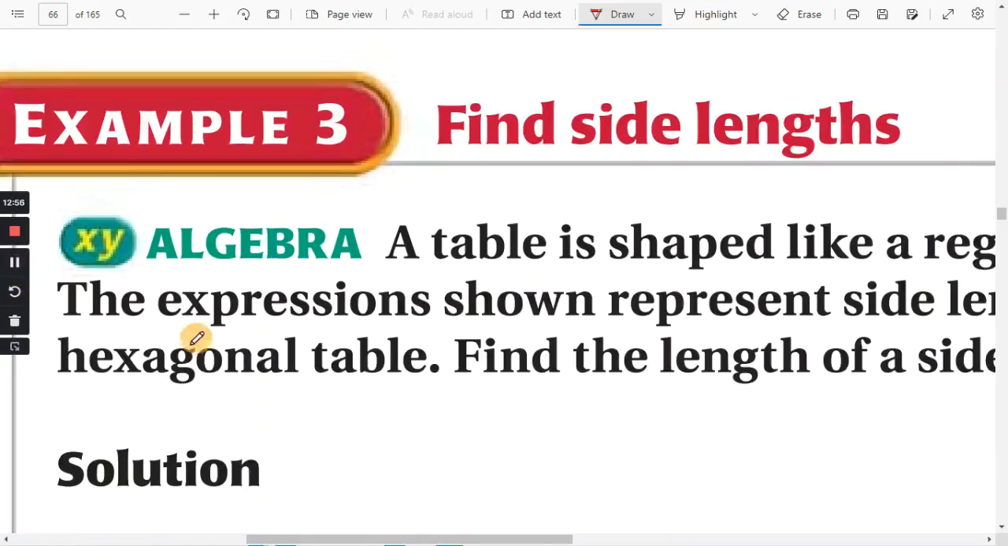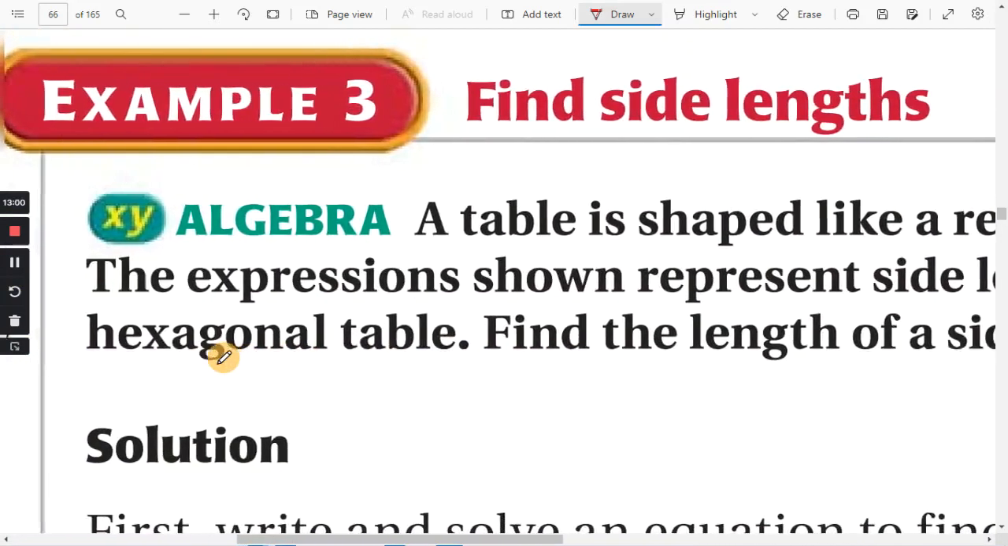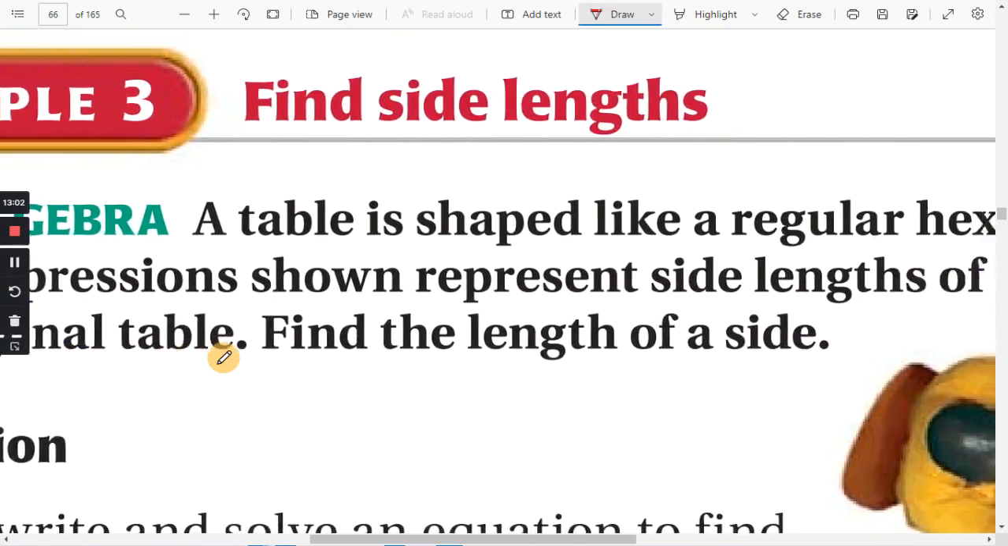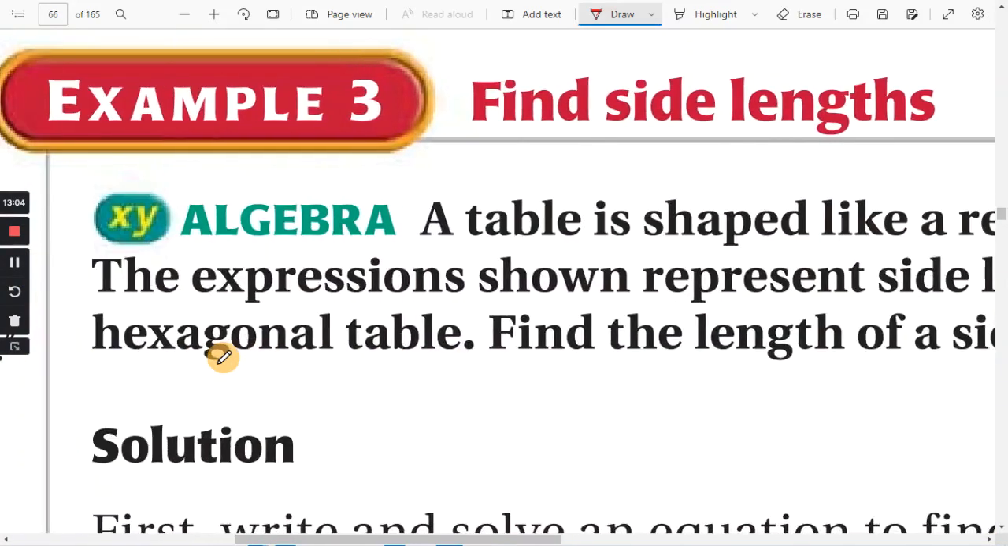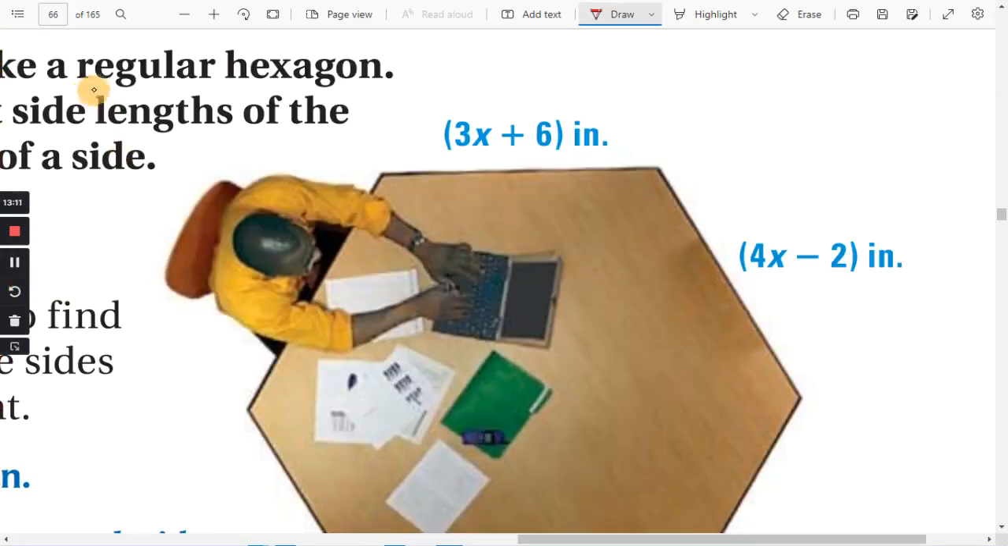All right, let's try example 3. A table is shaped like a regular hexagon. The expression shown represents side lengths of the hexagonal table. Find the length of a side. Now, the key thing to remember here is that this is a regular hexagon. Okay, so that means all sides and interior angles are congruent.